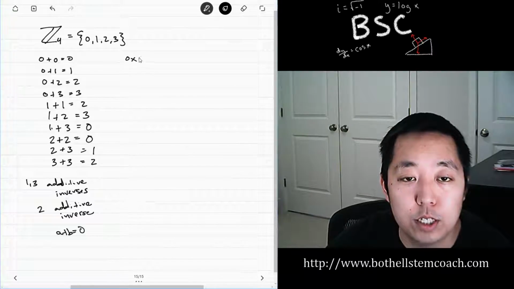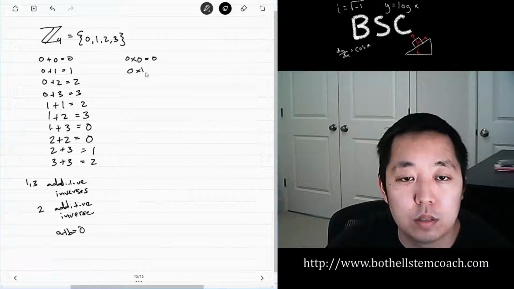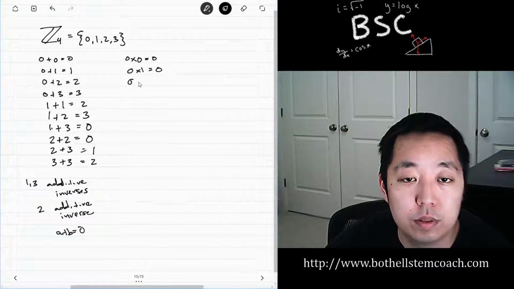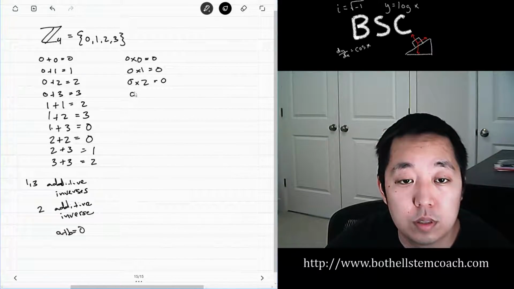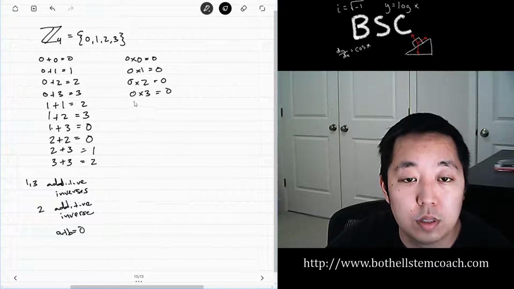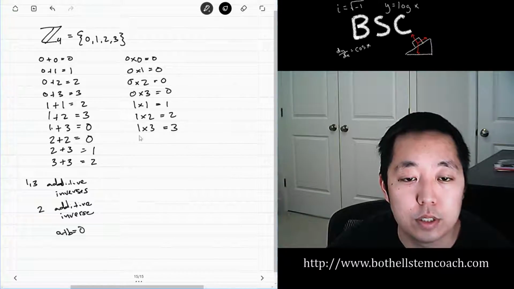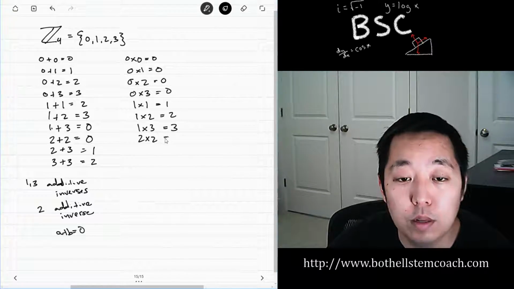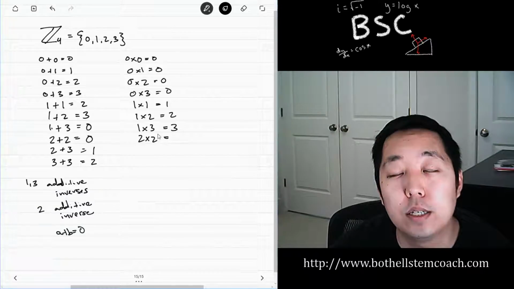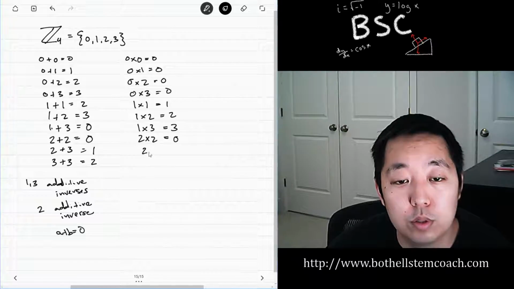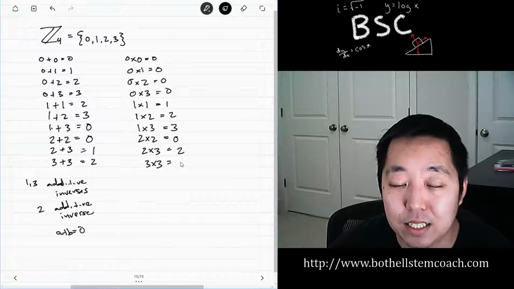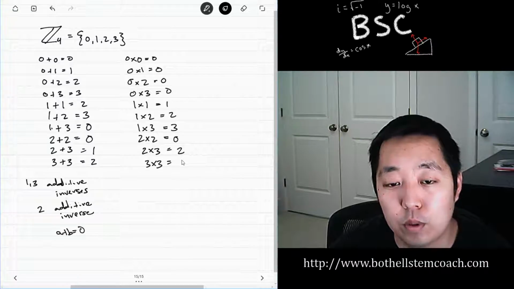Let's look at multiplication. 0 times anything is 0. And 1 times 1 is 1. 1 times 2 is 2. 1 times 3 is 3. So far, pretty easy. 2 times 2 is 4, modulo 4, which is 0. 2 times 3 is 6, which is 2. And then 3 times 3 is 9. The remainder of 9 when I divide by 4 is 1.